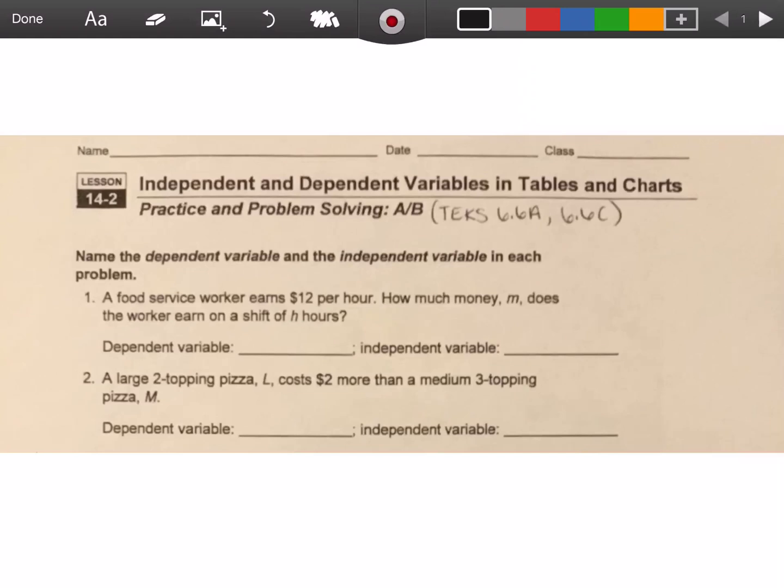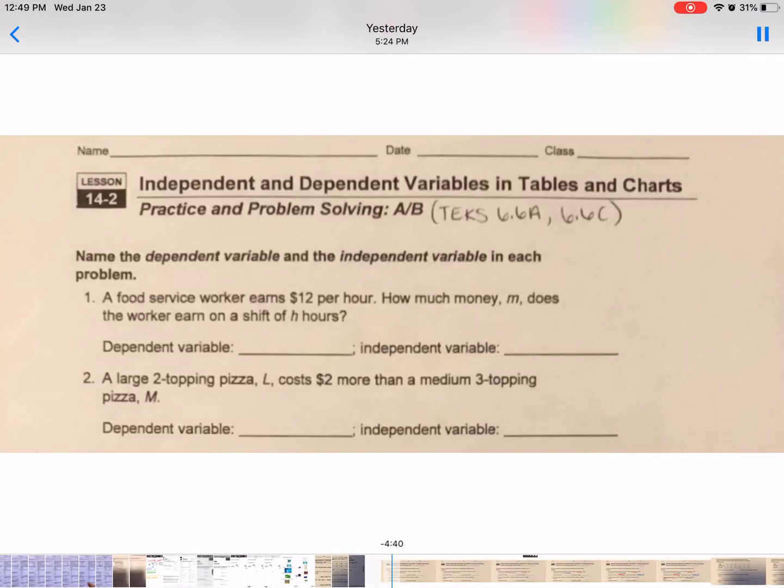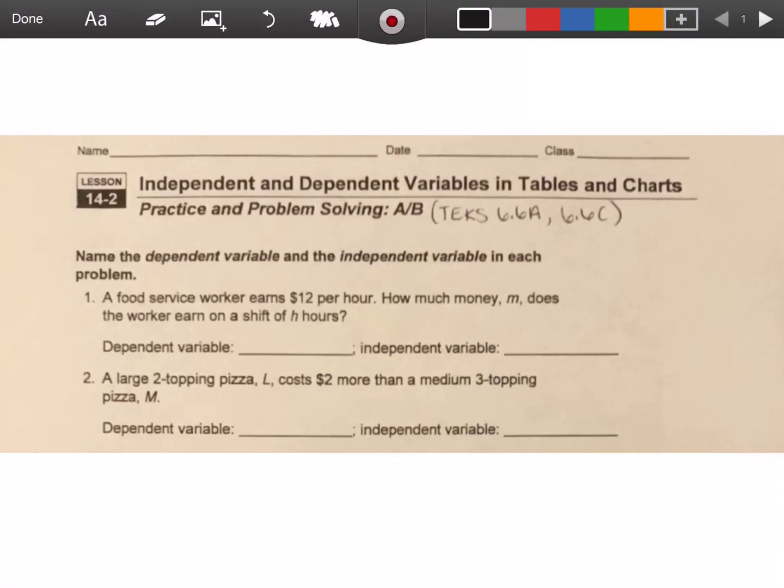All right, this second video for today is going to help you on your worksheet. So I'm going to give you a little bit of help on each of the three sections, and then you're just going to do your best after that. And if you need to, you can ask the substitute for help.